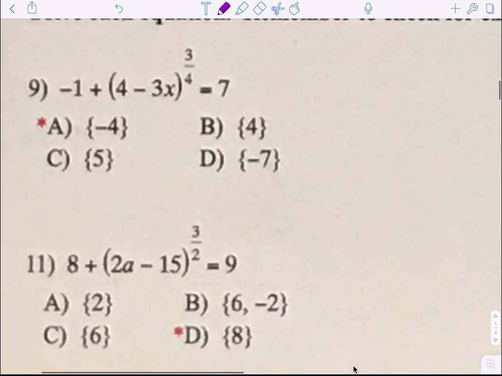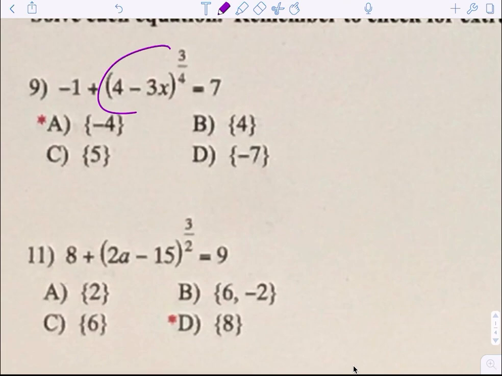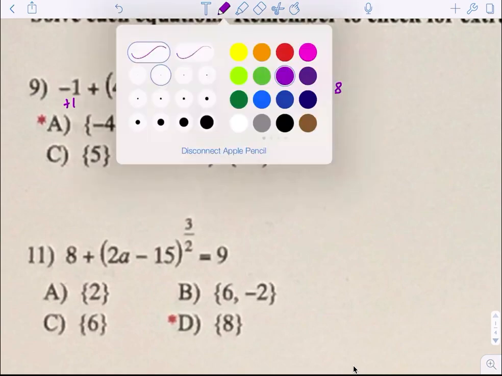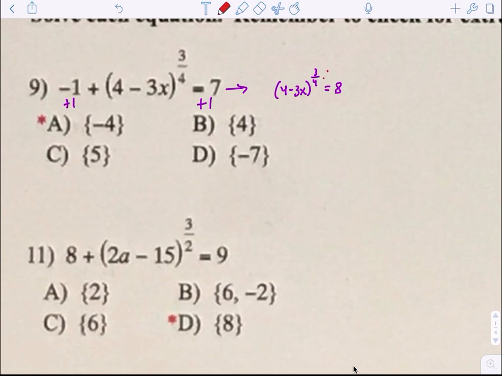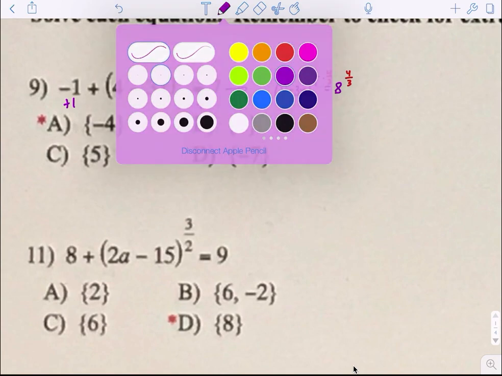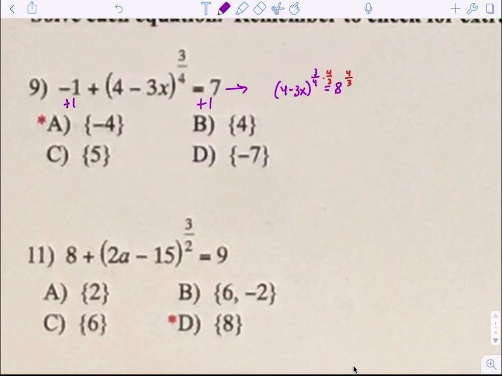Alright, 9. We need to isolate this right here. So we need to add 1 to both sides first. 4 minus 3x to the 3/4 is equal to 8. So we need to multiply to get rid of this fraction, guys. We need to raise both sides to the reciprocal. So raise both sides to the reciprocal, you guys. So this cancels. 4 minus 3x is equal to 8 to the 4/3 power, you guys, is 16.